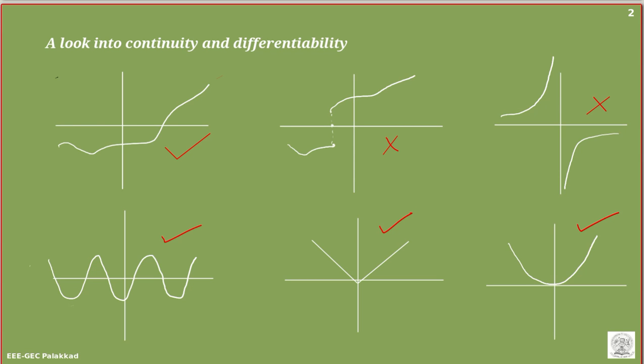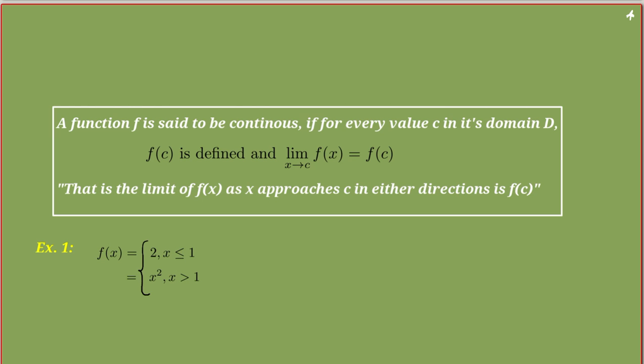whether the function is continuous or not? Let me write here, continuity. What is continuity? A function f is said to be continuous if for every value of c in its domain D, f of c is defined and the limit as x tends to c of f of x is equal to f of c. That is, the limit of f of x as x approaches c from either direction is f of c.